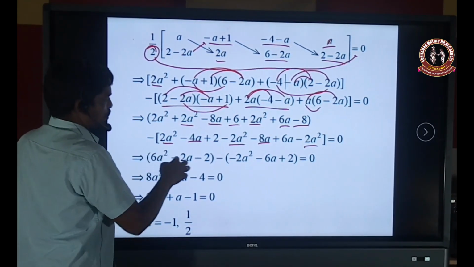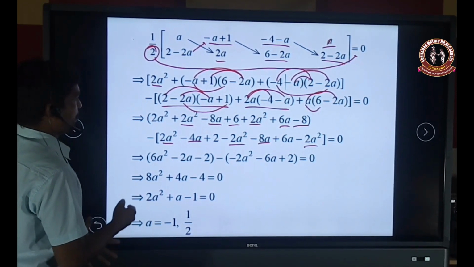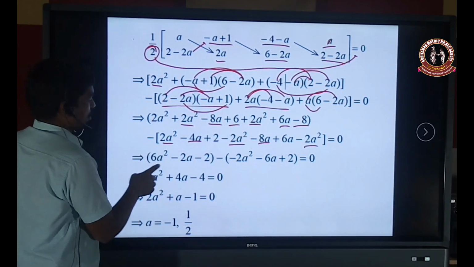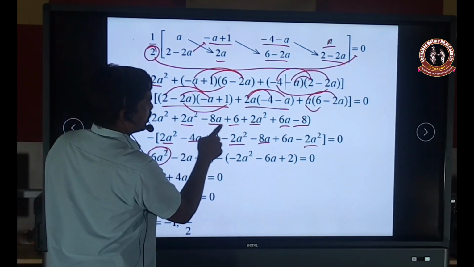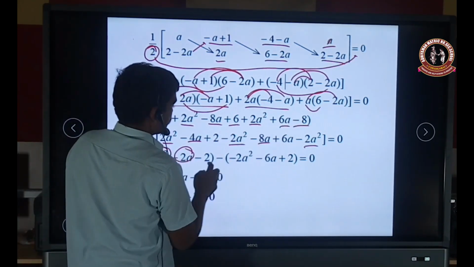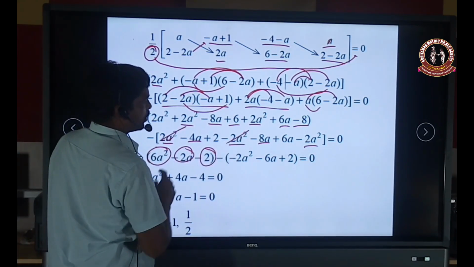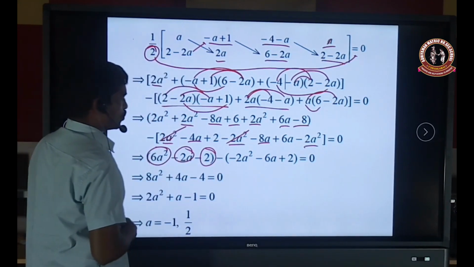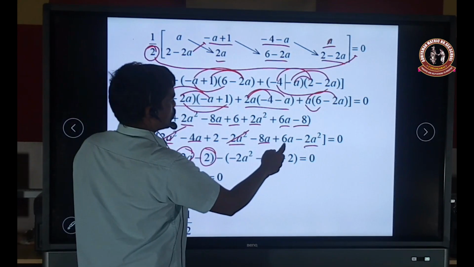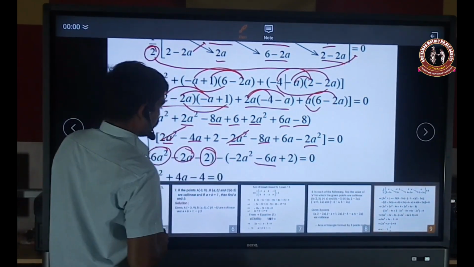Next this minus goes inside. Before multiplying the minus inside, we simplify this step. So 2a square plus 2a square plus 2a square equal to 6a square. Next minus 8a plus 6a equal to minus 2a. 6 minus 8 equal to minus 2. Next, minus of 2a square plus 2a square minus 2a square get cancelled. So we get minus 2a square minus 4a minus 8a minus 12a plus 6a equal to minus 6a. Next plus 2 equal to 0.